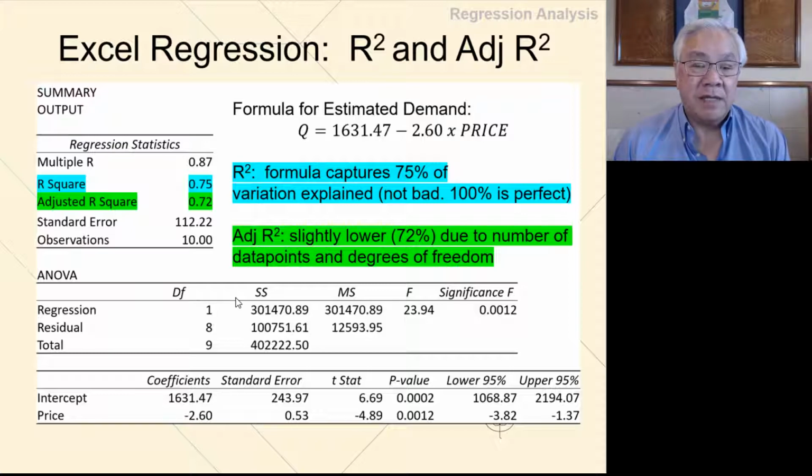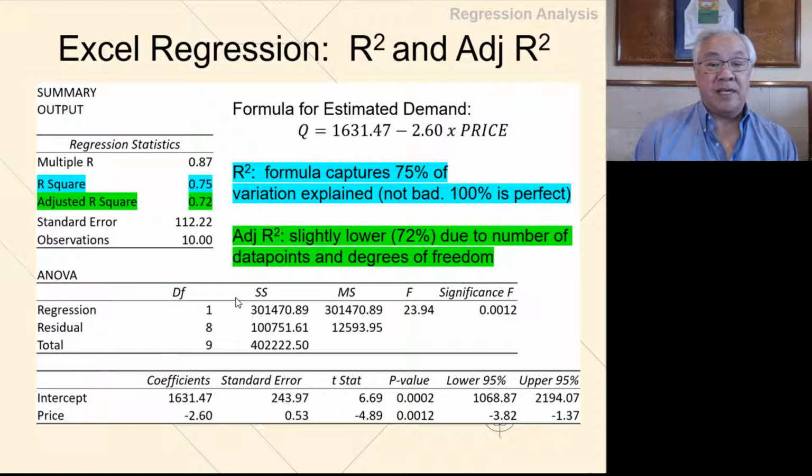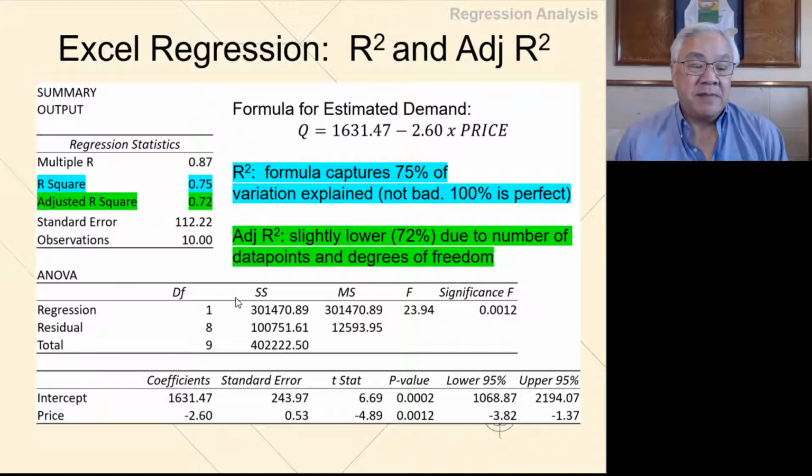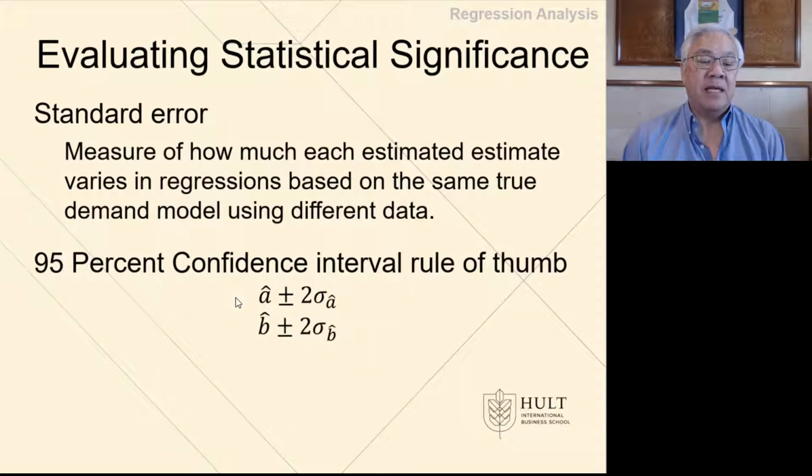So let's look at those on the typical output from Excel. R squared of 0.75. That's not bad. It explains 75% of the variation. Adjusted r squared is lower, 0.72, which is slightly lower. We could see in certain more extreme circumstances a big difference between r squared and adjusted r squared. In this case, we have a sufficient number of data points such that it is just 0.72. Okay, so not bad.